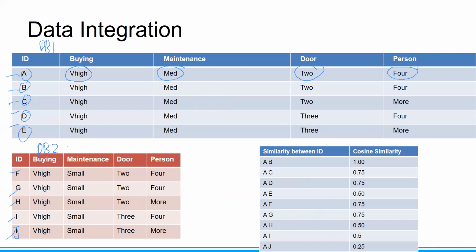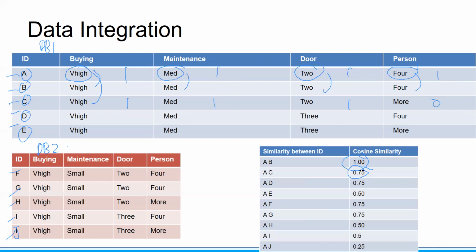So the similarity between A and B. Actually this one is the same, this one is the same, this one is the same, and this one is the same. So the cosine similarity is 1. What about A and C? This is 1 and 1, this is 1 and 1, this is 1 and 1, and maybe this is 1 and 0. So yes, you can have 0.75 and so on.